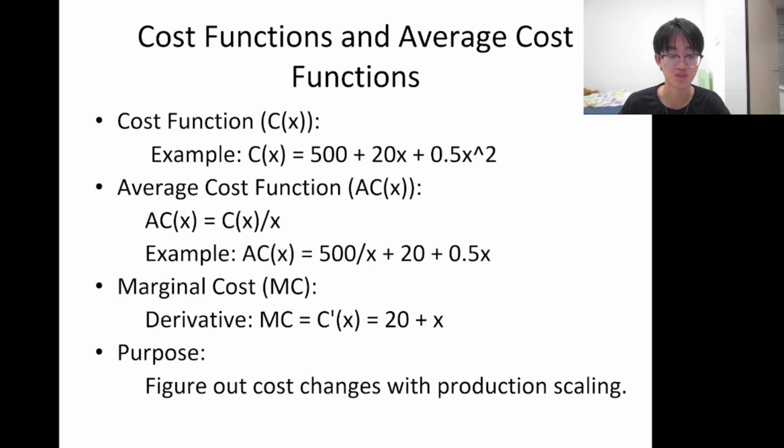Using derivatives, we can find the marginal cost, which is the derivative of the total cost function. MC equal to 20 plus x. Marginal cost indicates how the cost changes with each additional unit produced. It helps businesses decide whether to increase or decrease production based on cost implications.